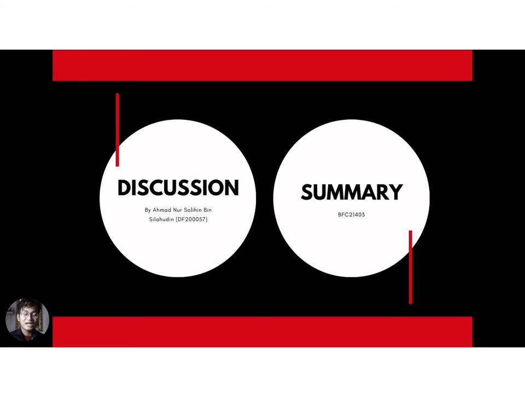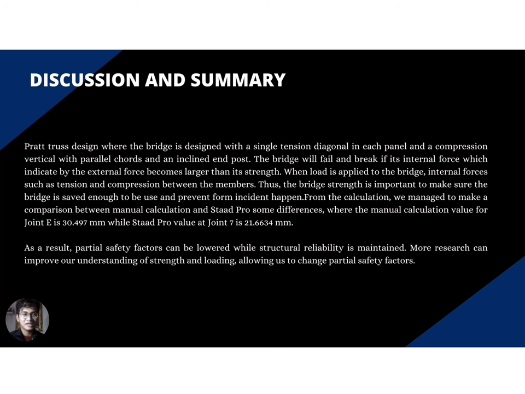Thank you. Discussion and summary. Pratt Bridge Design, where the bridge is designed with a single tension diagonal in each panel and compression verticals with parallel chords and an inclined end post. The bridge will fail and break if its internal force, which is indicated by external force, becomes larger than its strength. When load is applied to the bridge, internal forces such as tension and compression develop in the members. Thus, the bridge strength is important to make sure the bridge is safe enough to be used and to prevent incidents from happening.